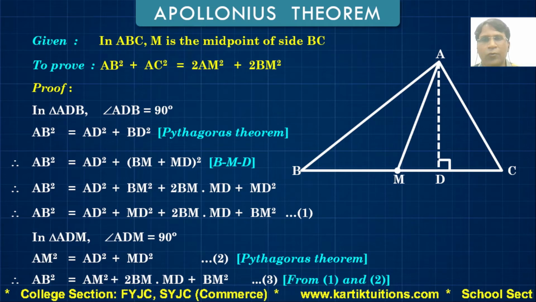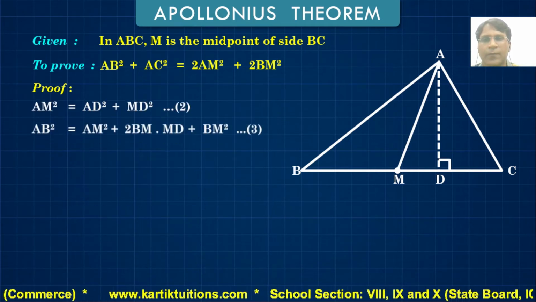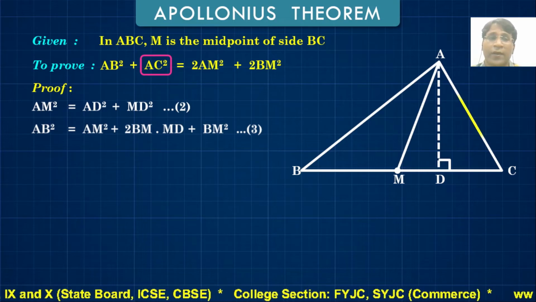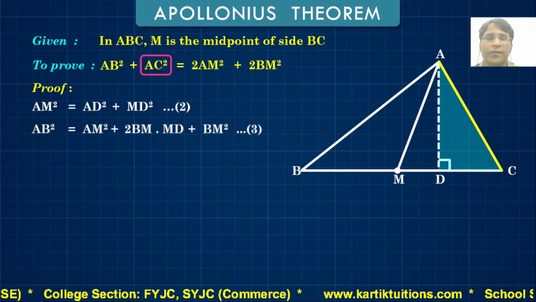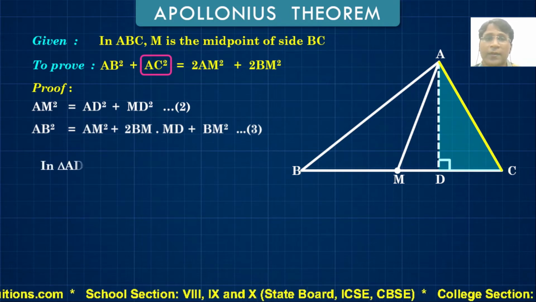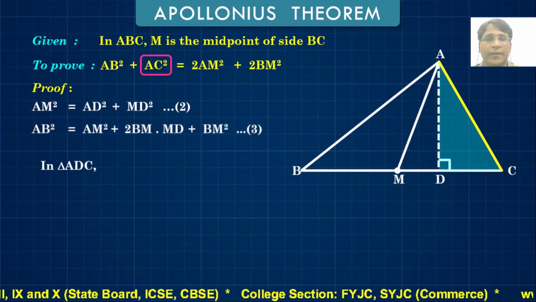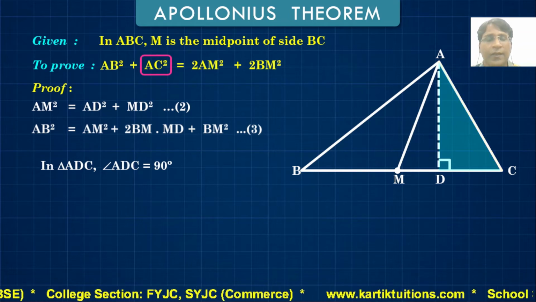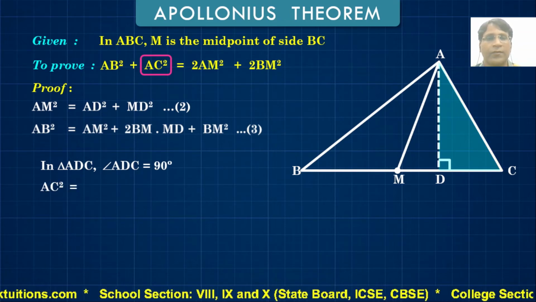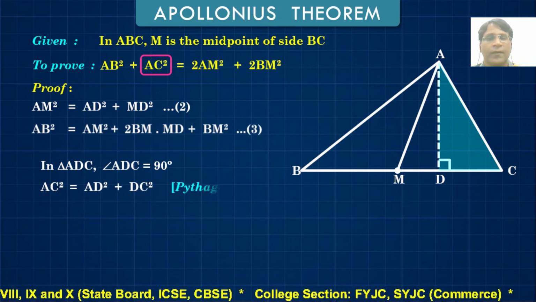Now we need to get the value of AC square. But AC has become a hypotenuse for which right triangle ADC. तो चलो फिर पाइथागोरस थ्योरम अप्लाई करते हैं. Now in triangle ADC, angle ADC is 90 degree. So when you apply the Pythagoras theorem, you get AC square is equals to AD square plus DC square.